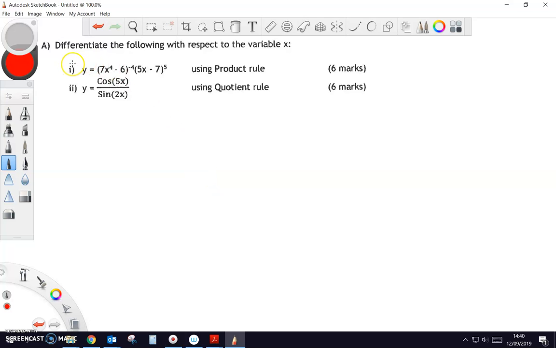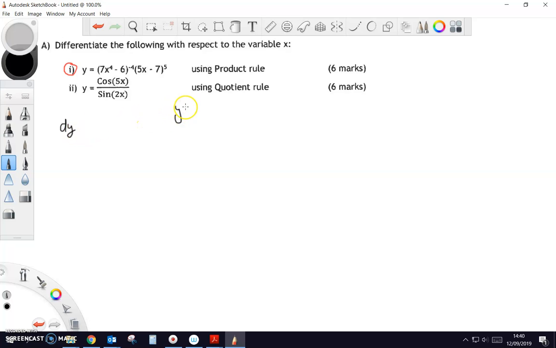Right, now we're doing part 1 here. We're going to differentiate that item there using the product rule. But first of all, what is the product rule? If you look there on page 25 of the logbook, the product rule is like this.